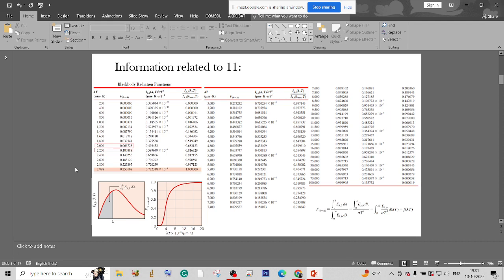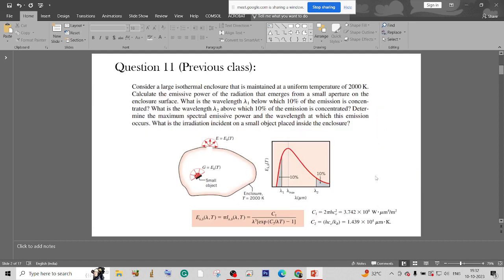So x, the fraction, is 0.1 now, and we have to find lambda T, that is y. So y is equal to y1 plus (y2 minus y1) upon (x2 minus x1) into (x minus x1). If we put everything in, we get y to be 2194.8, that is lambda T at f equal to 0.1. So lambda T is 2194.8 micrometer Kelvin. Now lambda 1 into the temperature of the enclosure, 2000, is equal to 2195. So lambda 1 is equal to 1.1 micrometer. So this is the first part.